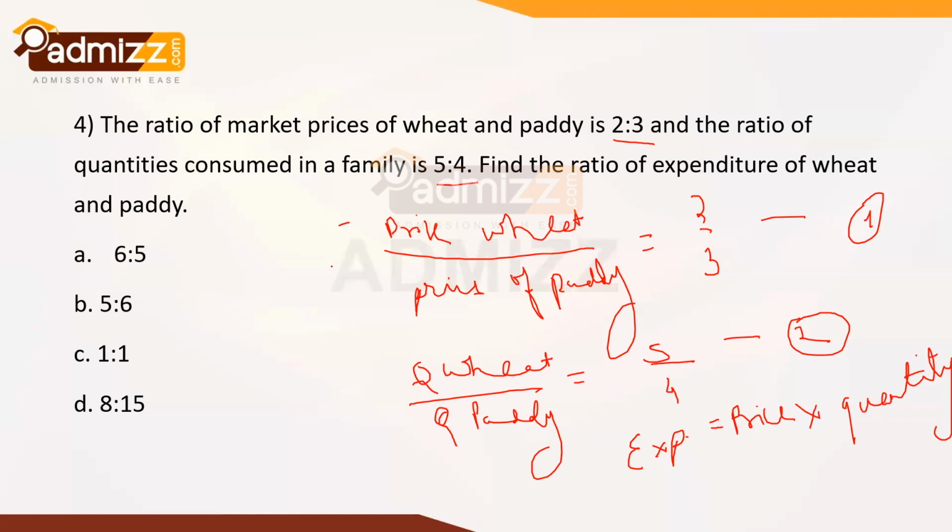And take a look at these two equations. We've got price of wheat by price of paddy, which is unit price, and quantity of wheat by quantity of paddy. So if we multiply these two equations, we'll get the desired ratio. So let us multiply those. 2/3 times 5/4, which is 5/6, when you multiply those two. And that is our answer, option number B. Was this clear to everyone?